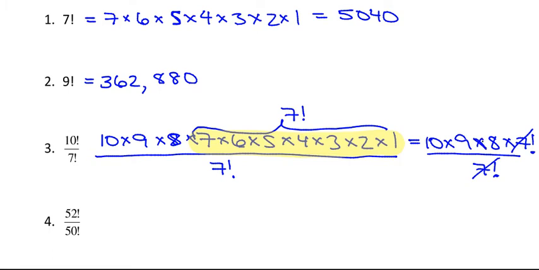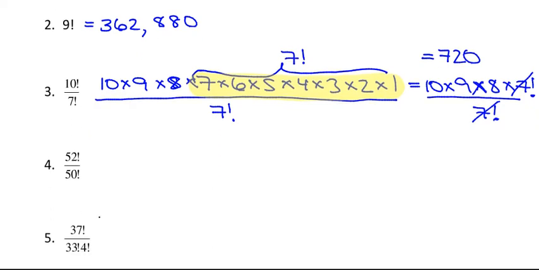So it makes it easy to evaluate, because this right here we would need a calculator for, but if we simplify it using factorial notation, it becomes something we can do in our head. So 9 times 8 is 72, times 10, 720.